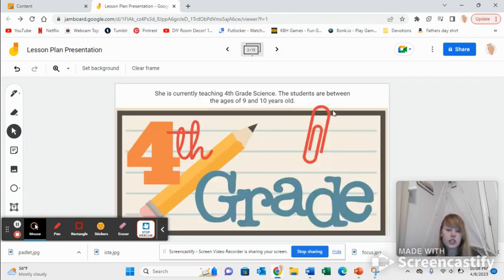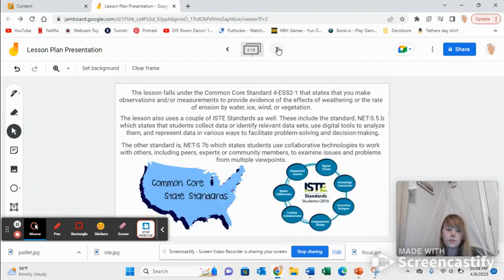So she is currently teaching fourth grade science, and the students are between the ages of 9 and 10 years old. She absolutely loves teaching. And so this lesson falls under the Common Core Standard, which basically states that you have to make observations and or measurements to provide evidence of the effects of weathering or the rate of erosion by water, ice, wind, or vegetation.